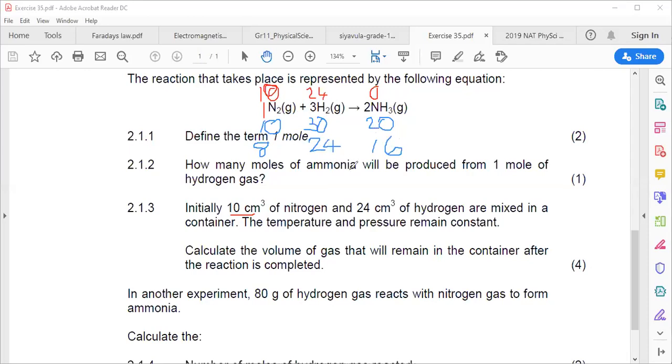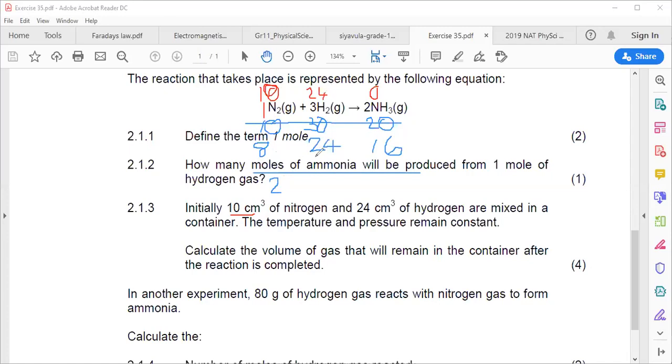Good. Right. Now, from my options, this option is not working. The option that is working is this. Now, I want to see what remains after the reaction, so I'm going to subtract. I started with 10 cubic centimeters. How much did I use? 8. How much is left unreacted of nitrogen? 2. 2 remains unreacted.